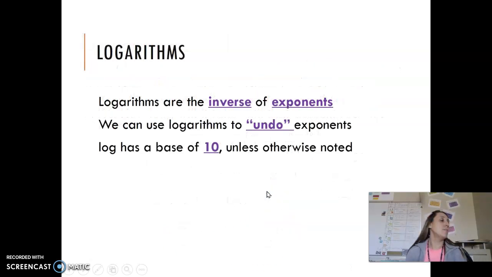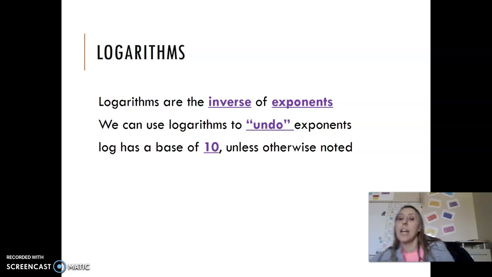So if we go down, right underneath that one, it says logarithms are the inverse of exponents. So we can use logarithms to undo exponents. And any log that doesn't have a number right here, a little subscript, has a base of 10. So every log is base 10 unless otherwise noted. The only other log that you might see that doesn't tell you the base, it just gives you a number or letters, is natural log, which is ln.